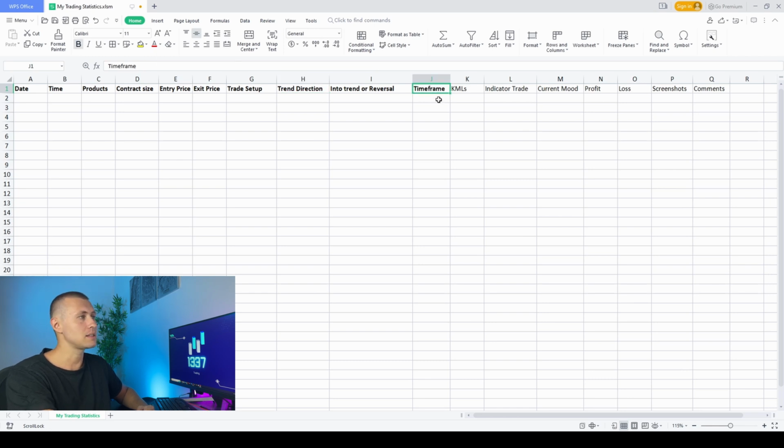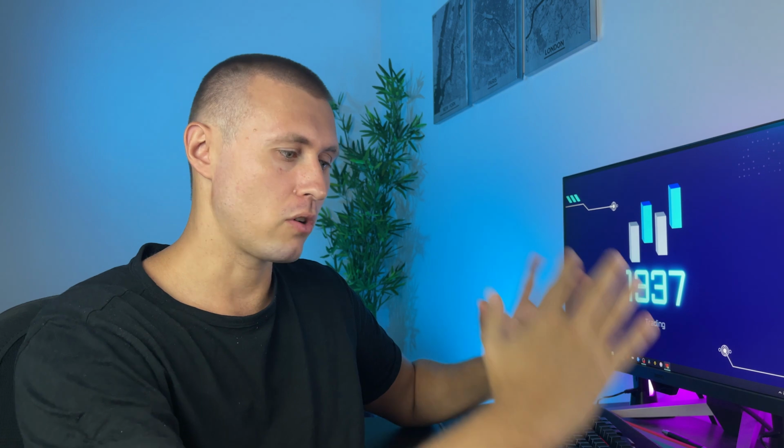Then of course the next thing is time frame. You need to see in which time frame you spot the setups in the best way, right? Some traders are more comfortable in higher time frames because they give you a bigger picture, more visibility and clarity, okay? So you want to see which time frame you're the most successful at.